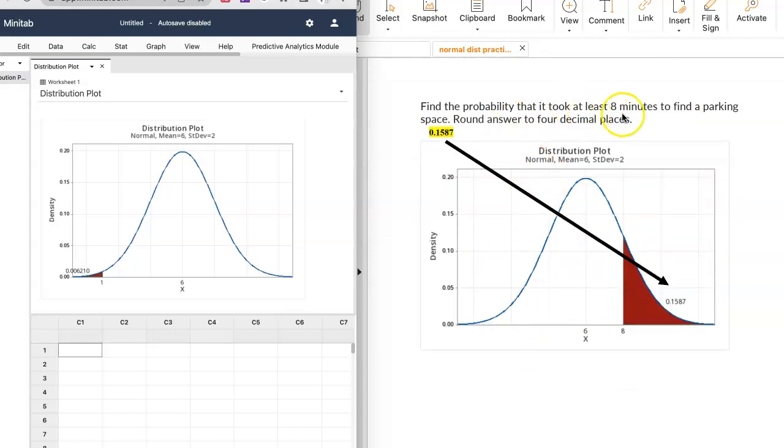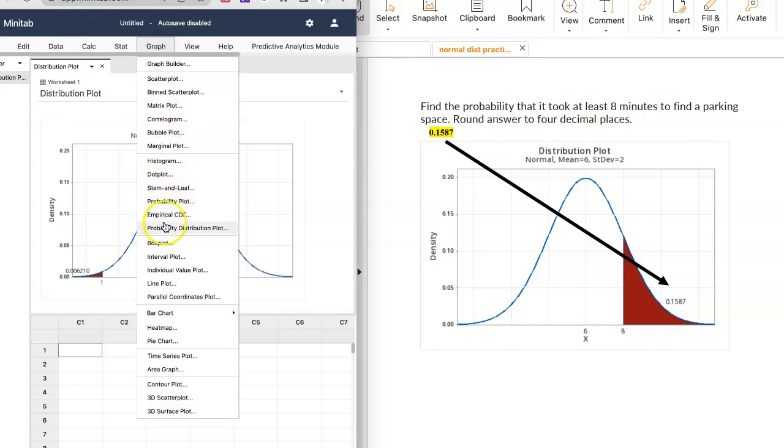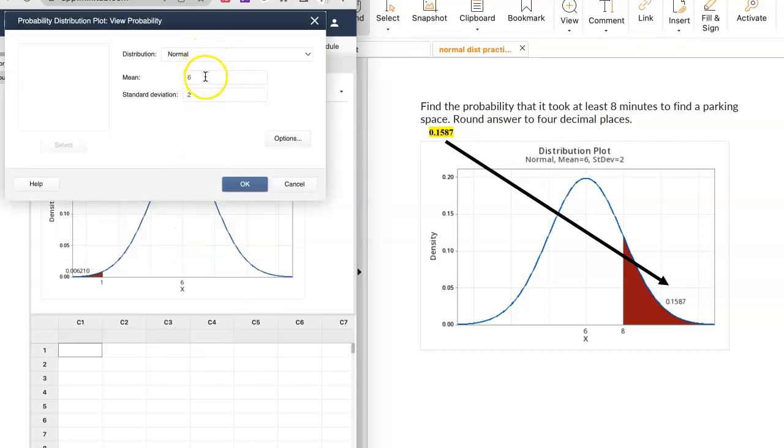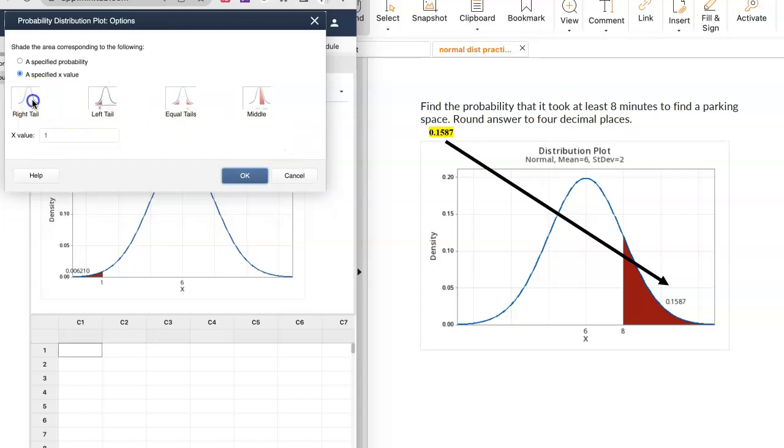It says find the probability it took at least 8 minutes. That means 8 minutes or more. So Graph, Probability Distribution Plot, View Probability, click OK. Normal distribution, same mean, standard deviation, but in our options, we want greater than 8 minutes. So that's right-tailed, and it shows you, if you look at the picture, that we're looking for the greater than part, which is to the right, and before we were looking for the less than part. When you're answering those types of questions, you're always given a specified x value. In other words, you're given the value down here on the x-axis, which is the 8 here.